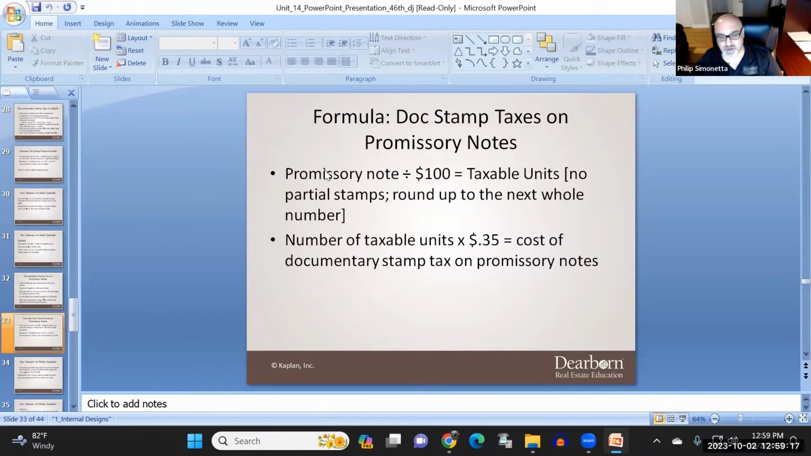So the formula: the promissory note, the amount of it, not the sale price, divided by $100 is the taxable units. There's no partial stamps. You round up to the next number. The taxable unit is 35 cents. The taxable units times 35 cents is the cost of the doc stamp tax on the promissory notes.